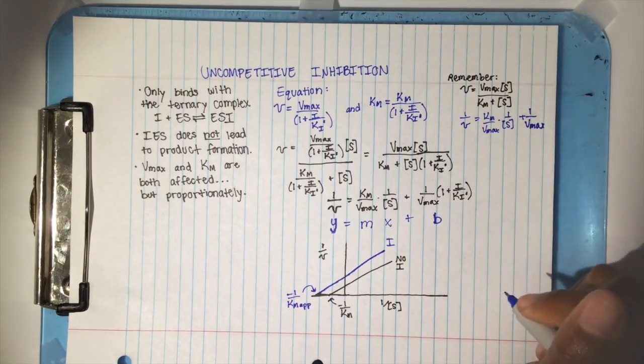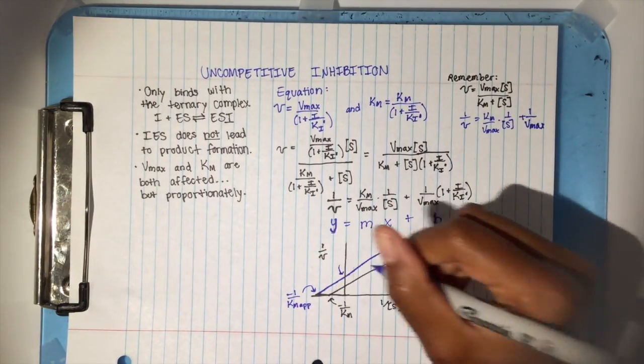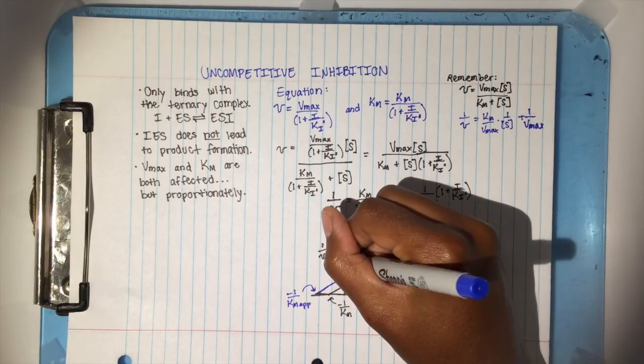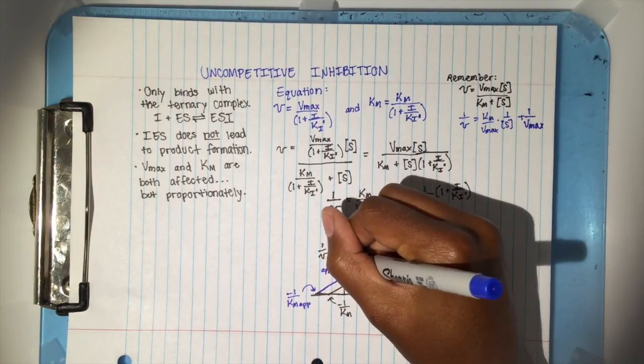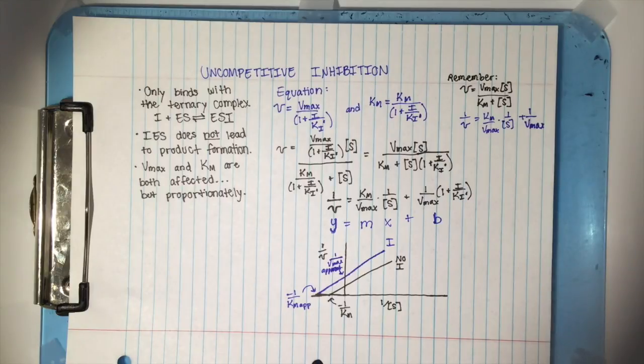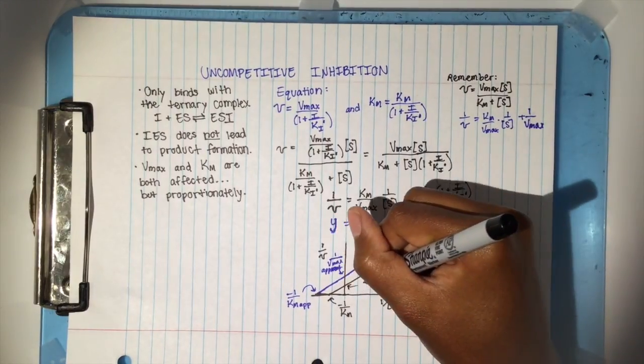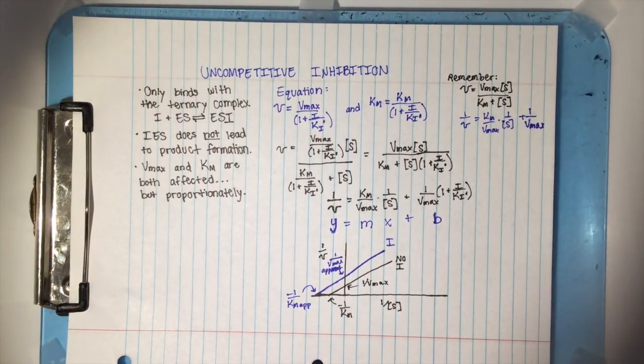And so we're just labeling our points. This is 1 over Vmax apparent. Sorry, not negative, positive. And this is 1 over Vmax.